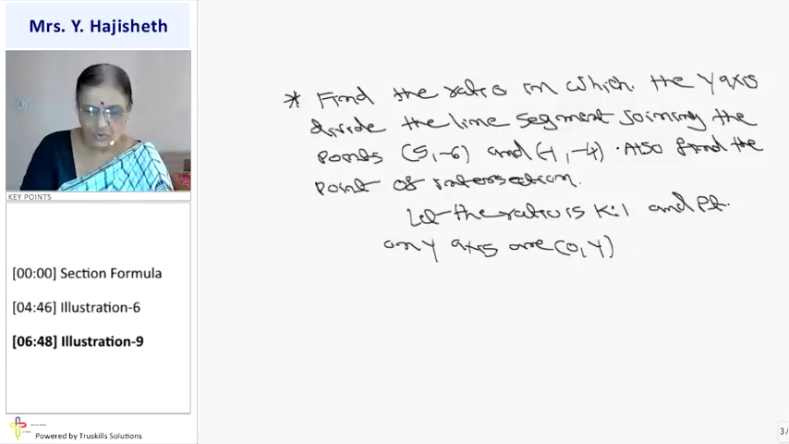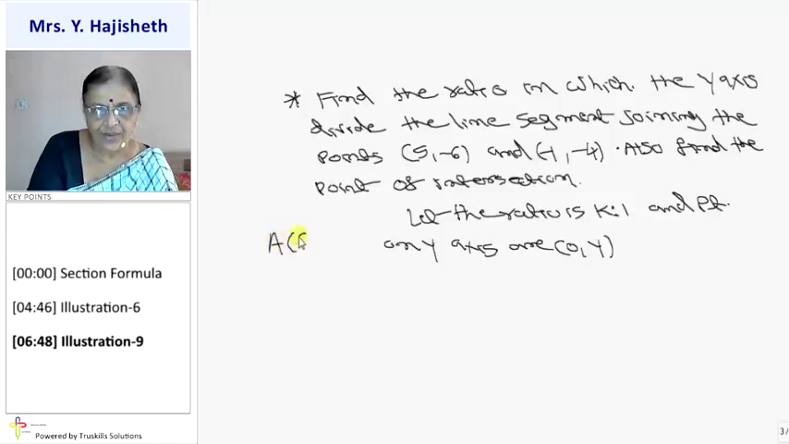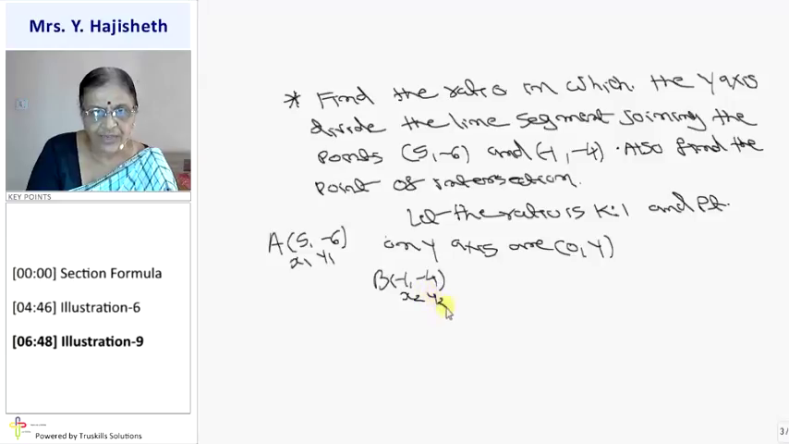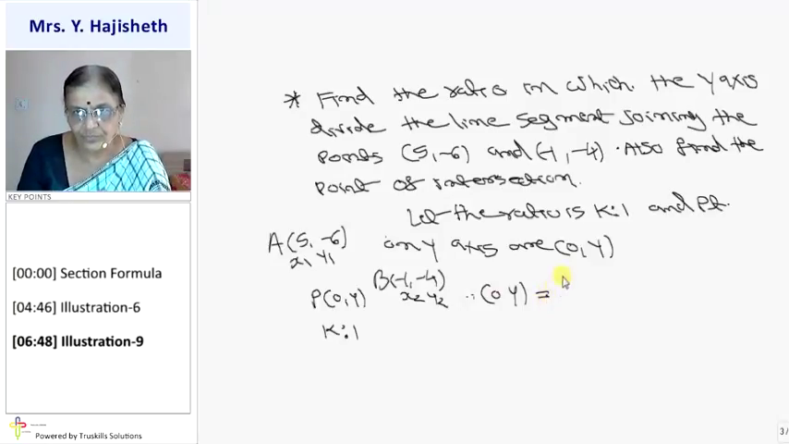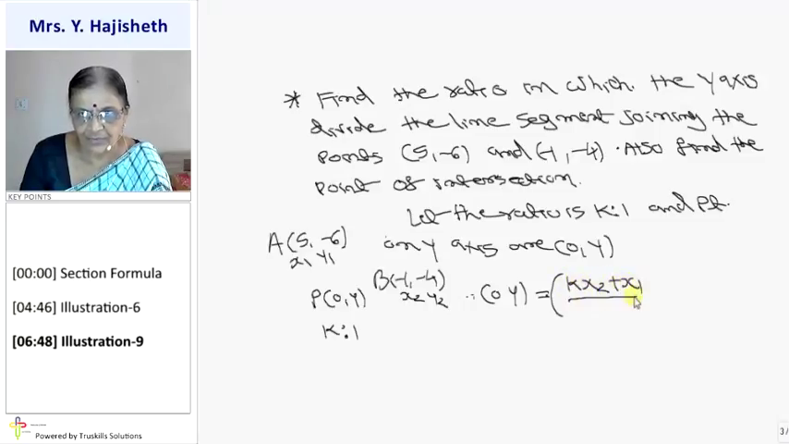ओके. कोऑर्डिनेट्स ऑफ ए हम क्या लेंगे, (5, minus 6). बी के क्या लेंगे हम, (minus 1, minus 4). ए के कोऑर्डिनेट को क्या लेंगे, x1 y1. बी के x2 y2. एंड पी के कोऑर्डिनेट को क्या लेंगे, xy, मगर इधर (0, y) है और रेशियो क्या लेंगे, k:1. सो हम क्या लाएंगे, (0, y) शुड बी रिटन एज (k into x2 plus x1) upon (k plus 1) and (k into y2 plus y1) upon (k plus 1). This is the section formula.